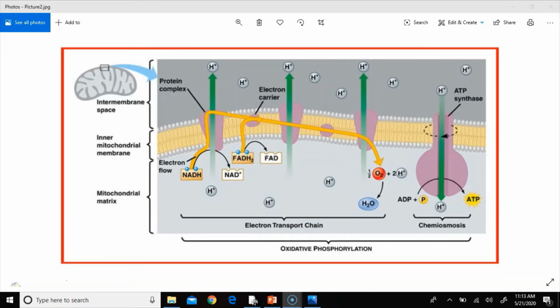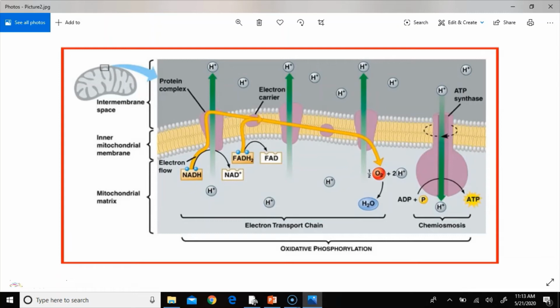First of all, how many proton pumps are going up? Well, we have 3 of them, right? 3 are going up and only 1, the ATP synthase, is coming back down. So you basically have 3 going up and 1 coming down. So that's one reason you should have more up top.